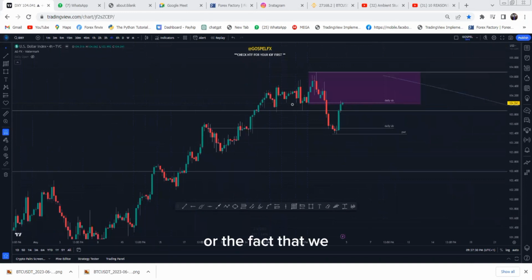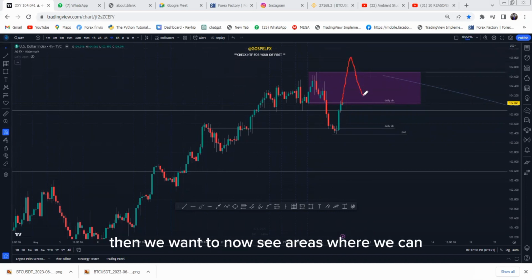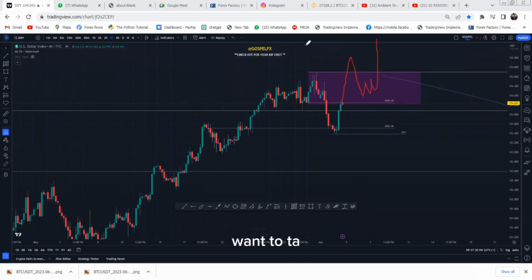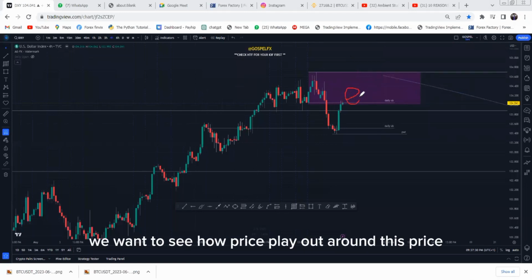So for the fact that we all have different trading methods or trade entry techniques, this is a zone that we want to be interested in actually selling. All right, for the moment I'm more inclined to selling at this time. All right, but if price takes the previous weekly high, then we now want to see areas where we can take our buy trades from. Okay, but for the moment we want to see how price plays out around this spread.